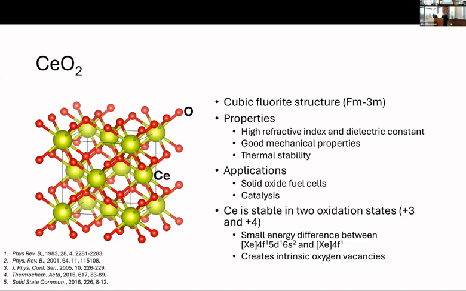One of the reasons ceria is so interesting is the fact that it's stable in two oxidation states, those being +3 and +4. And this is due to a small energy difference between those two oxidation states' valence electrons. Because of this, it creates oxygen vacancies, which is what drives its ability to be good in the catalytic field.